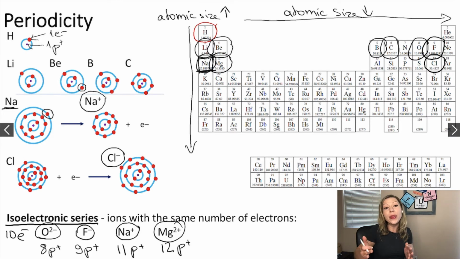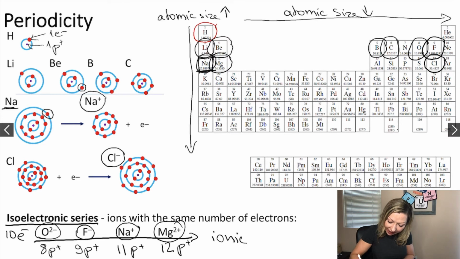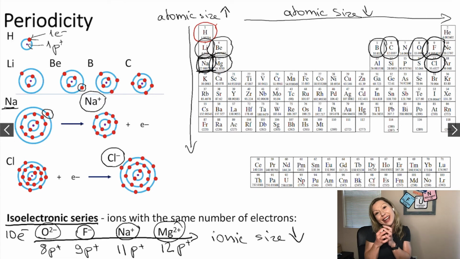So what do you think? As I increase the number of protons, will I increase or decrease the size of the ions? As I increase the number of protons, the electrons are going to feel a larger attractive force. So this means that the ionic size is going to decrease. They're going to get tinier, tinier, and tinier, right? I have the same number of electrons, but the number of protons is higher and higher. Okay, I hope this makes sense so far.